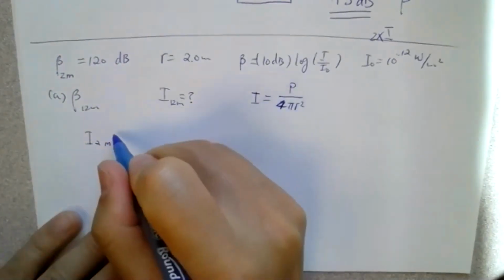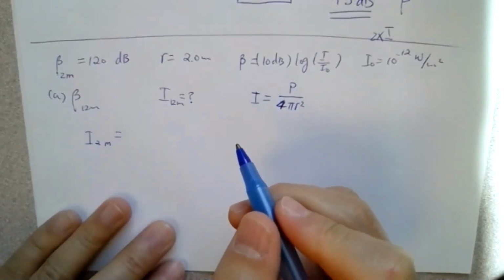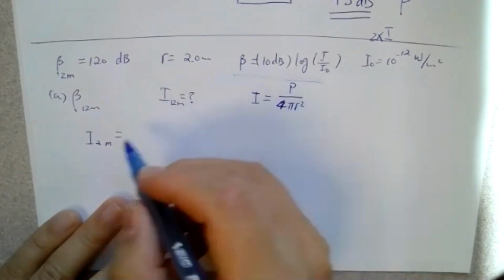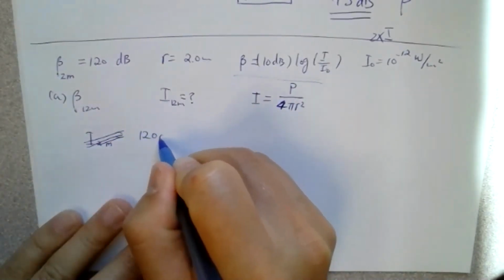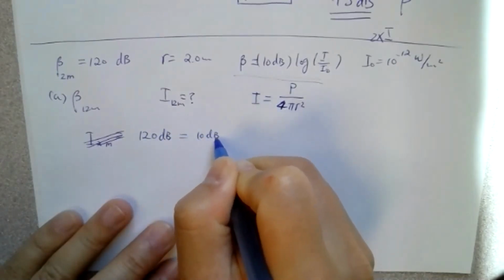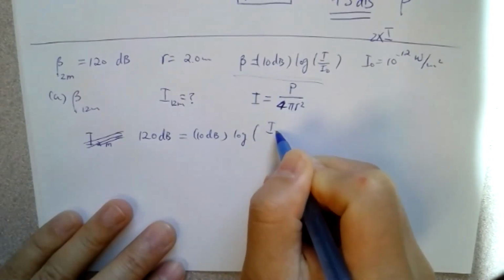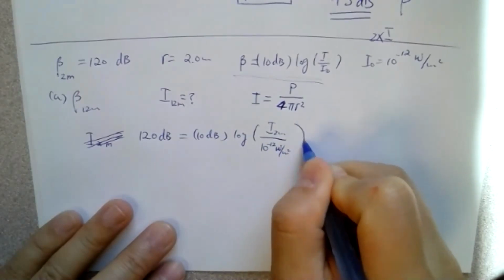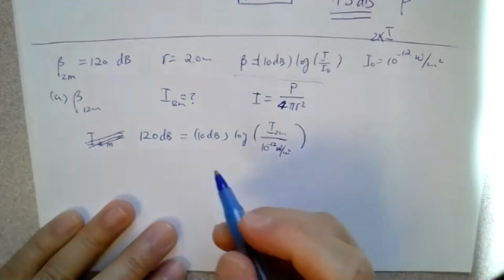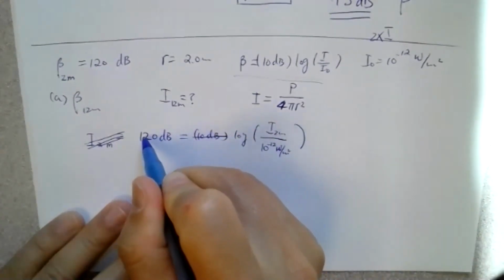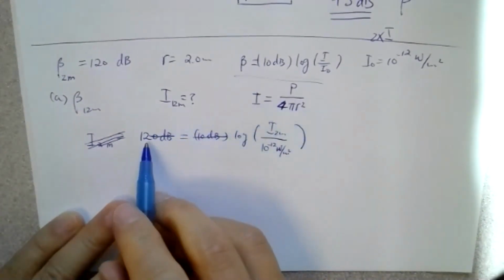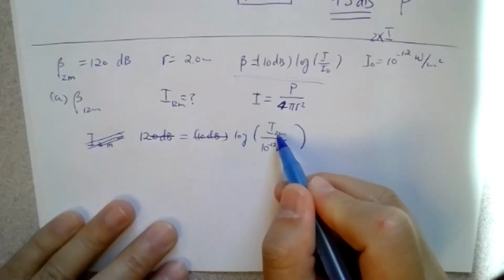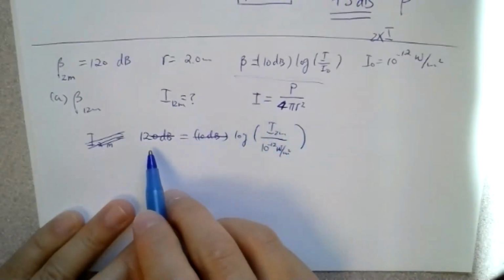No, we should use this equation. Sorry, we should use the equation to find I2. So 120 decibel equals 10 decibel times logarithm of I at 2 meters over 10 to the negative 12 watts per meter square. The 10 dB and 120 dB will cancel out, making it 12 on this side, right? So then log of this over this is equal to 12.